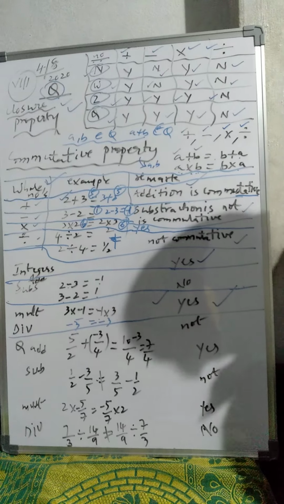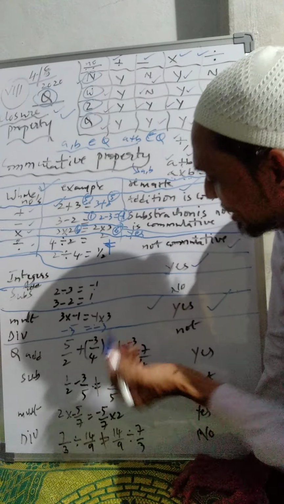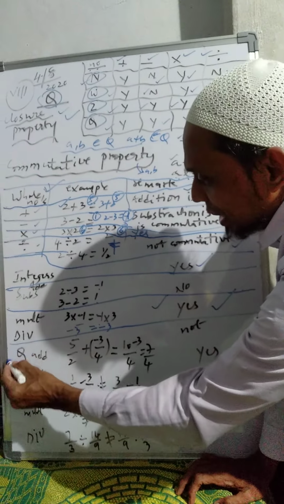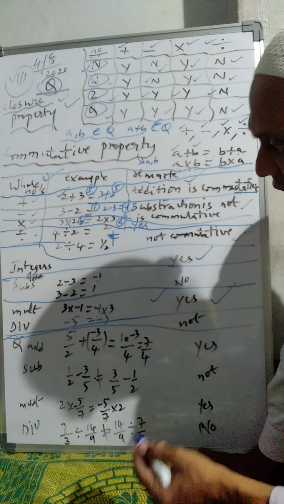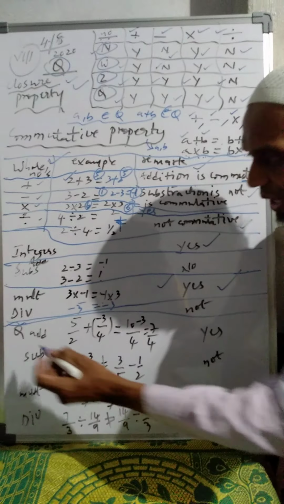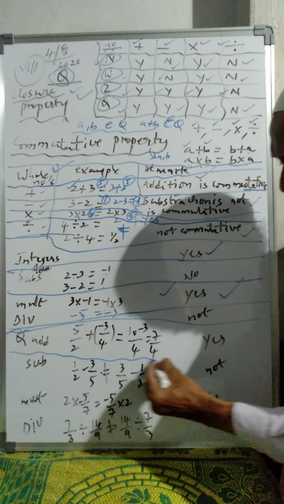Now, it's clear. Now, division. Division of integers, as we have seen here also, is not commutative, like earlier. Now rational numbers. See, rational numbers, addition.